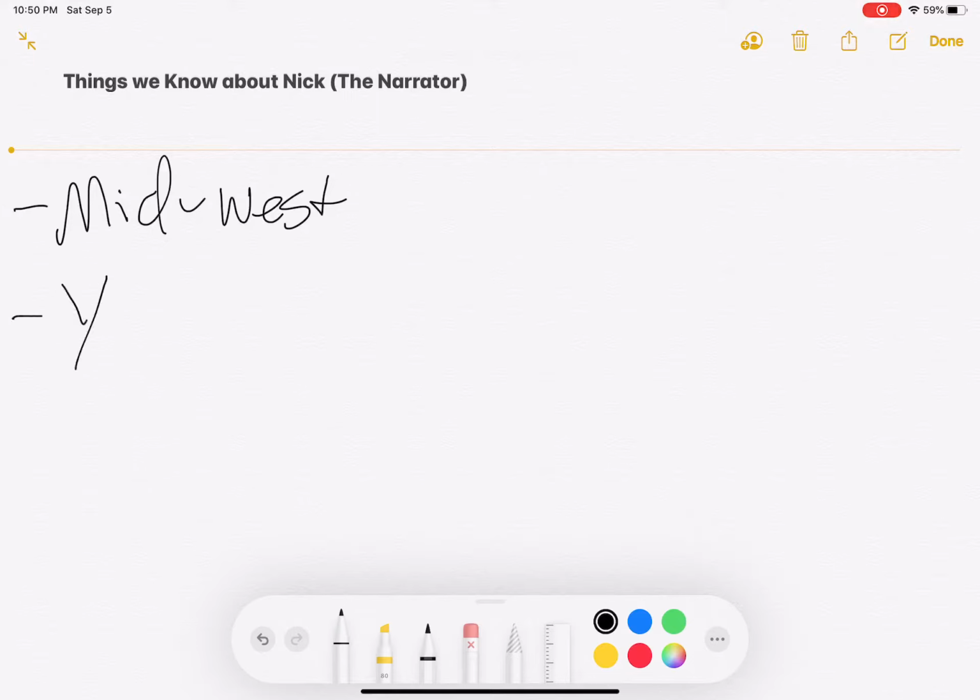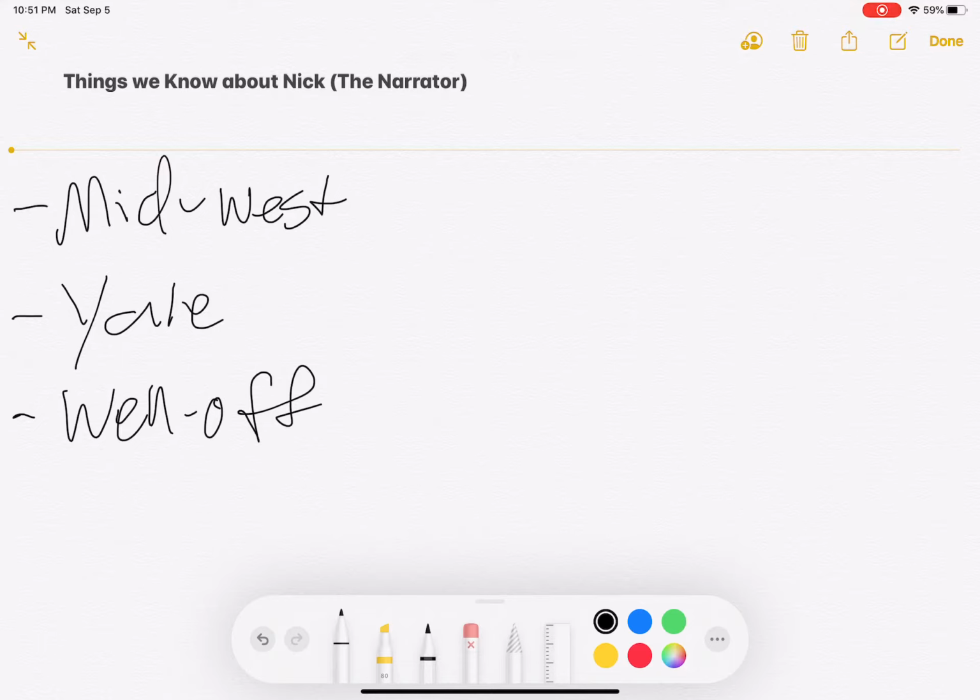Also, he went to Yale. So this means, one, that he is well educated, but also that he is well off, and that's another one. His family is quite well off. So much so that they are paying for him to live in New York City for an entire year. So that's an entire year where he does not have to worry about paying his bills because his family will do it for him. Another important fact about Nick, he says that he doesn't judge.